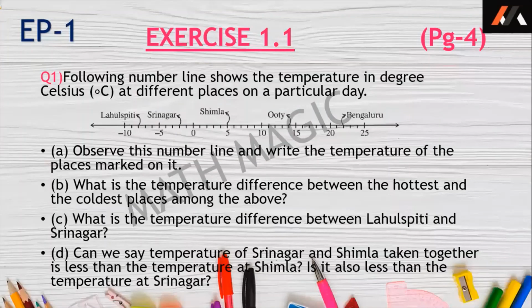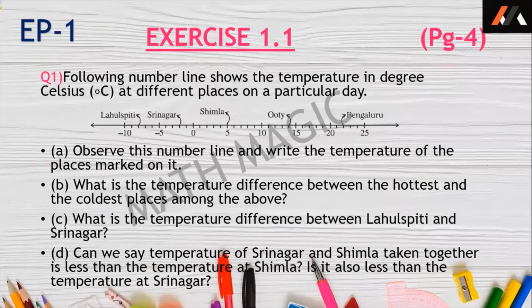Exercise 1.1. Question number 1. The following number line shows the temperature in degrees Celsius at different places on a particular day. Observe the number line and write the temperature of the places marked on it. Let's go one by one.